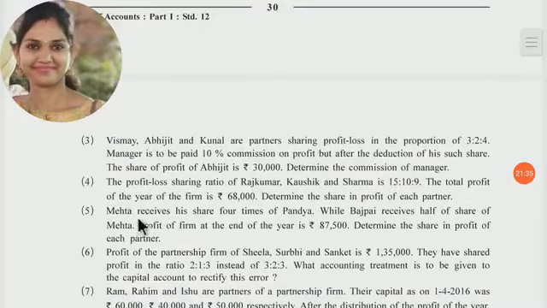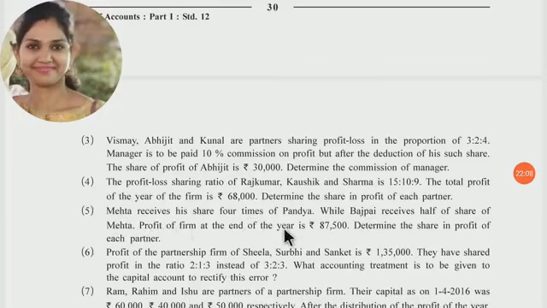Question number 5. Mehta receives his share 4 times of Pandya. Here we will start the sum with Pandya because Mehta's share is related to Pandya. So first we assume that the share of Pandya is 1. So what will be the share of Mehta? 4 times. It means 1 into 4, 4. While Bajpayee shares half of the share of Mehta. The share of Bajpayee is compared with the share of Mehta.